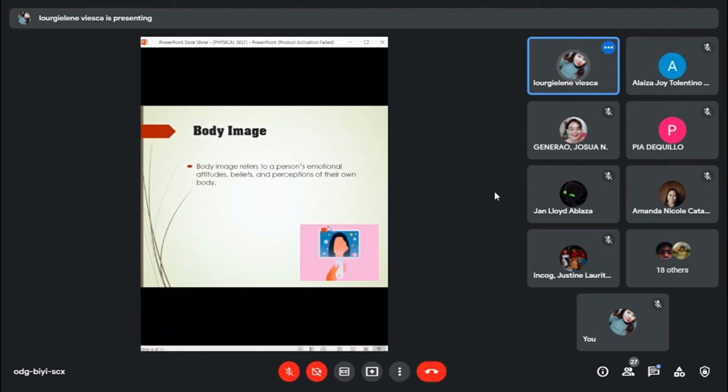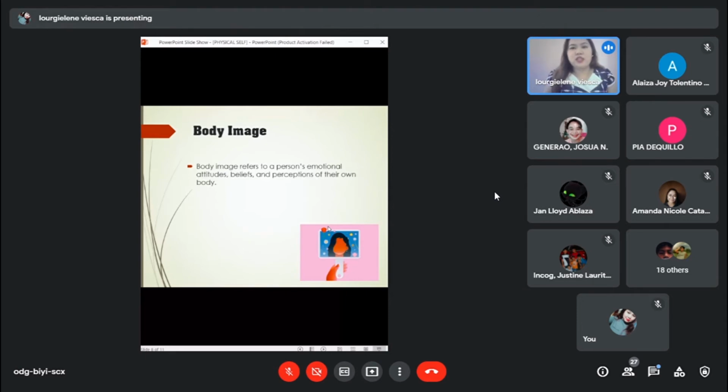So when we say body image, this is how you want or this is how you look yourself. If you're going to look into a mirror, for example, what are the adjectives that are popping in your mind? Every time that you look into a mirror, what are the things that you notice? Is it your beautiful eyes? Is it your white teeth? Is it your perfect nose or pointed nose?